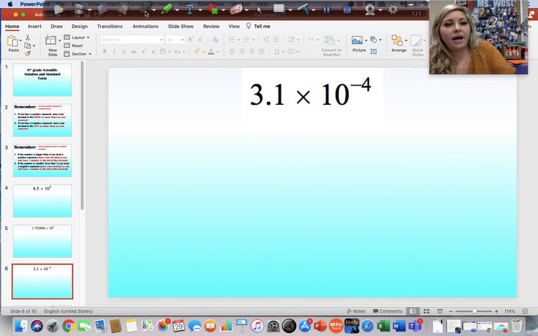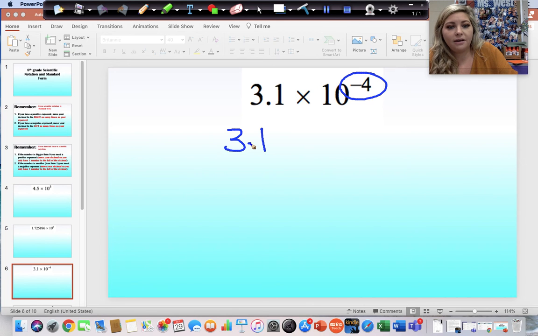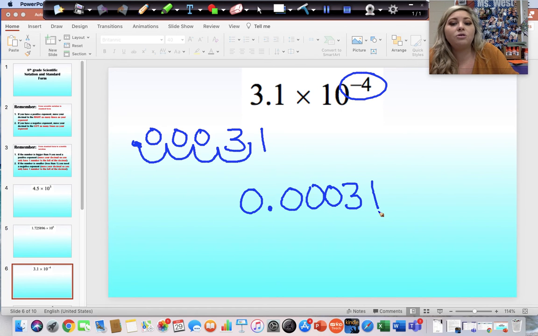Okay, now we have a negative exponent. A negative exponent means we are making this number smaller. So we're going to move it 4 times to the left instead of to the right. So 1, 2, 3, and 4. In my empty buckets, we're going to put zeros. To prevent what I call a dangling decimal, we put a 0 on the other side of the decimal point.